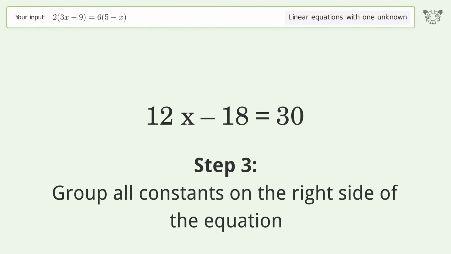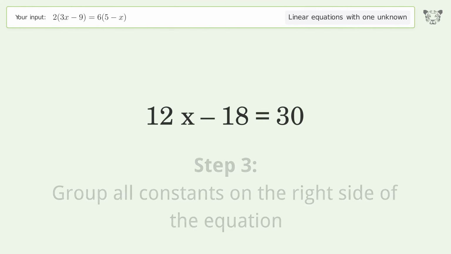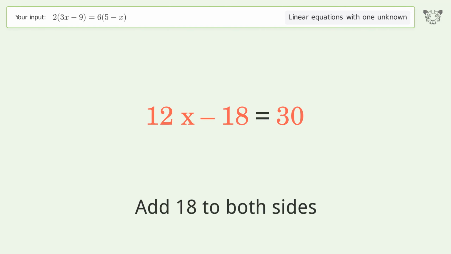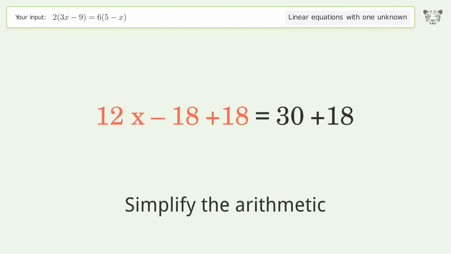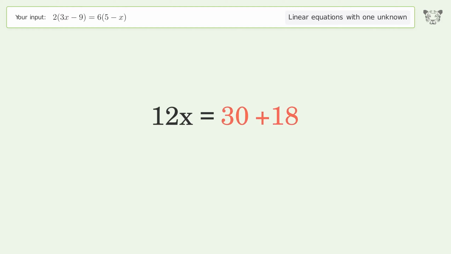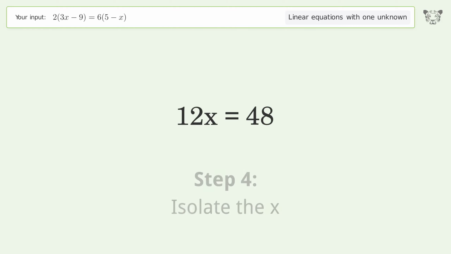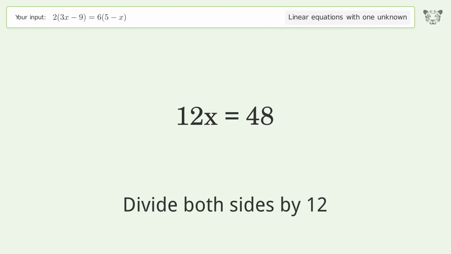Group all constants on the right side of the equation. Add 18 to both sides. Simplify the arithmetic. Isolate the x. Divide both sides by 12.